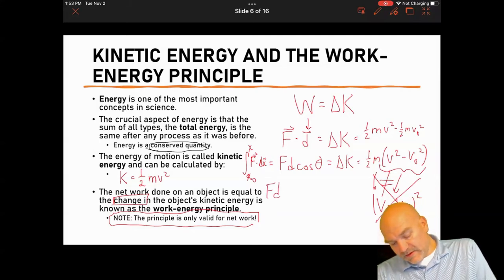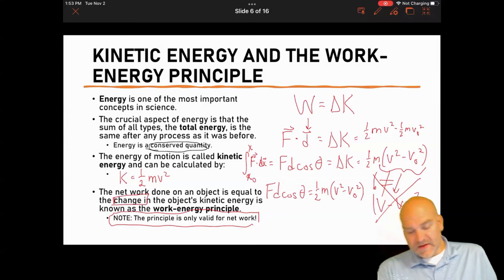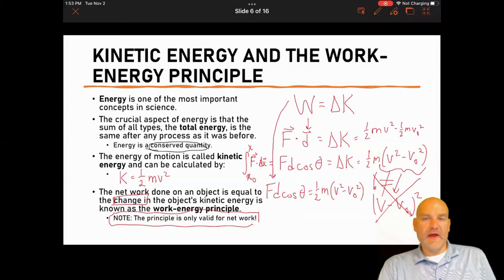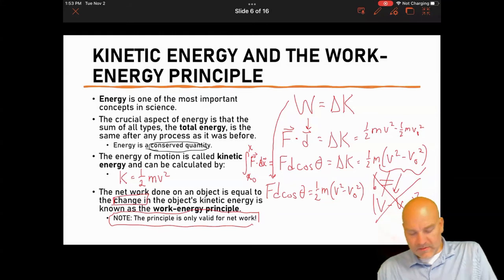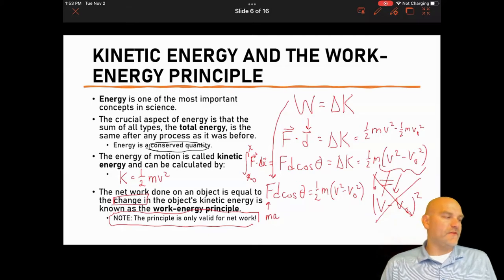So if I write this out completely, because I've got that delta K running around in the middle there, I get F d cosine theta equals 1/2 m v squared minus v initial squared, right? And so all the way from up there, we can write it as such. You may have to find the acceleration. So remember, F is m times a. Okay, so there's all kinds of things that you can do mathematically with this equation.